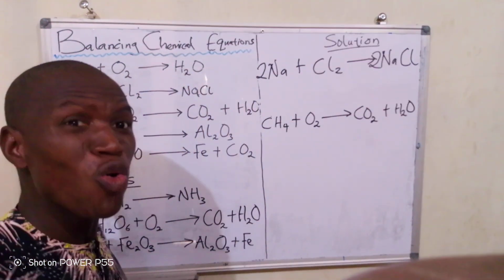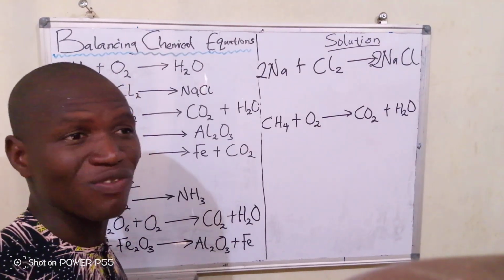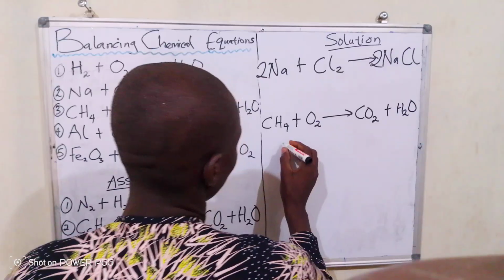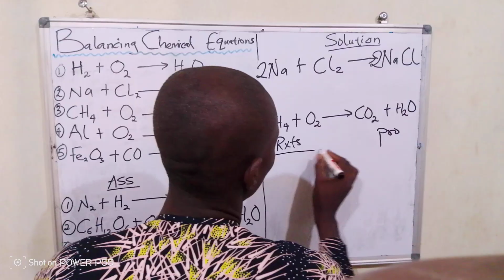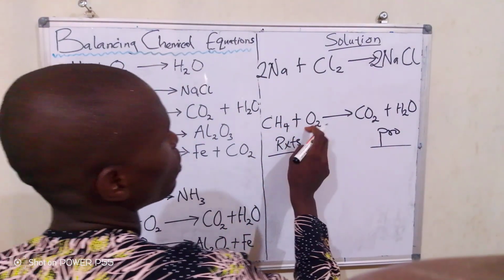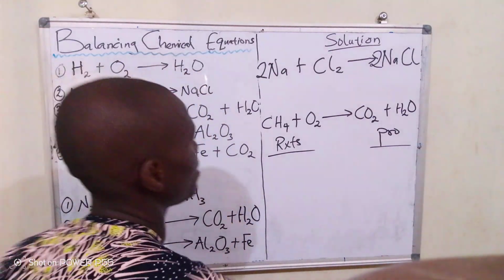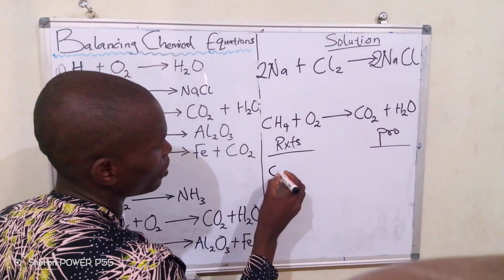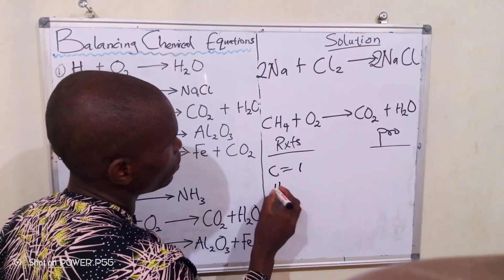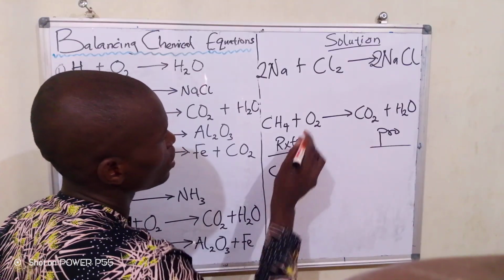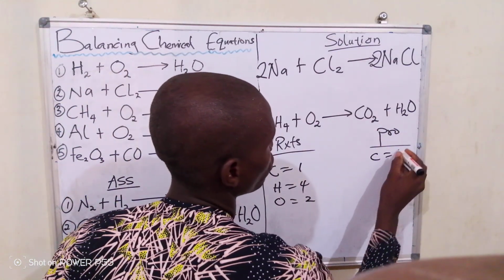Is this balanced? Always, before you balance, first check to be sure whether it is balanced. How do you do this? Count the number of atoms in the product and reactant sides. So here we have reactants, we have products. How many elements do we have? Carbon, hydrogen, oxygen. Carbon, oxygen, hydrogen. So we have 3 elements in this case. We have carbon. How many do we have on the reactant side? Only 1. Then what of hydrogen? We have 4 atoms. Oxygen, we have 2. What do we have here? Carbon, also 1.